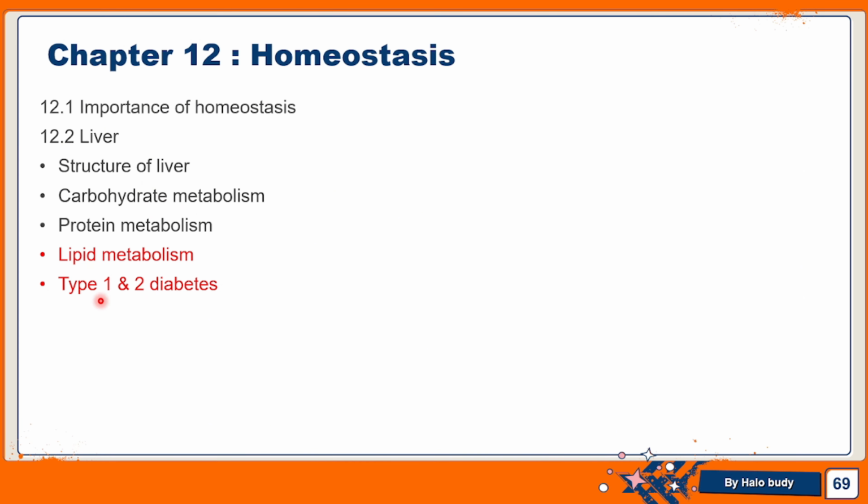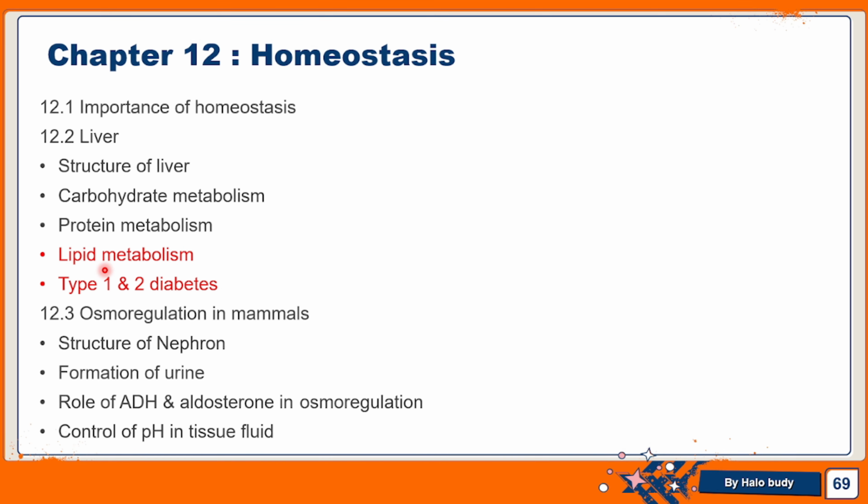And then the final one is type 1 and type 2 diabetes. What caused this diabetes? This is also a new topic; the old syllabus did not have it. So they added these two topics. Okay, so yeah. Not only is this just a liver part.